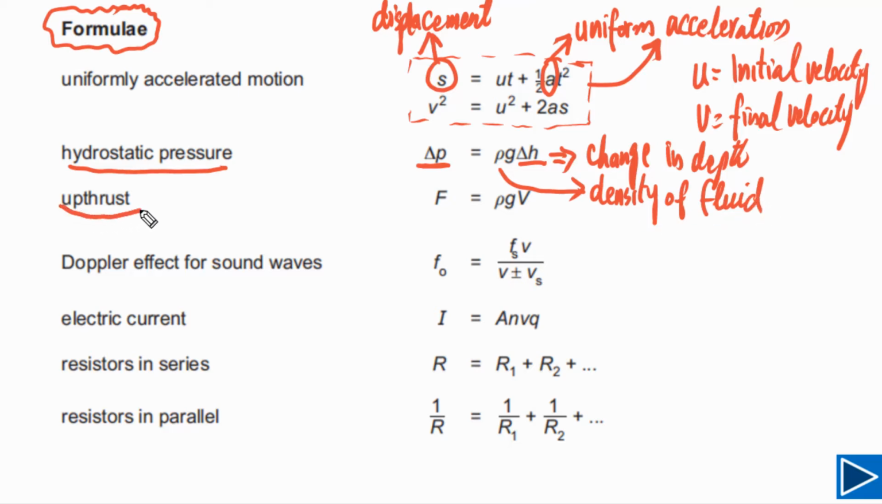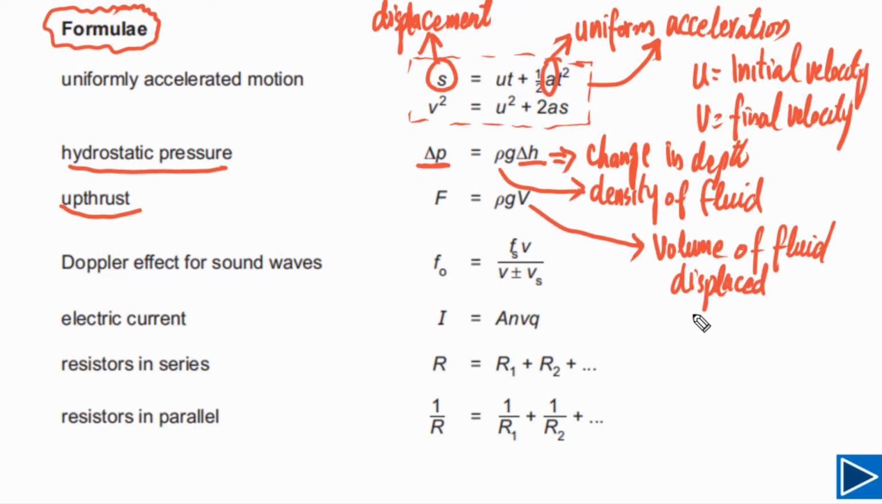Next one is upthrust, very important one. V here, this is volume of fluid displaced, not volume of object. So this is volume of fluid displaced. Very important point. You have to be very clear about this one. Volume of fluid displaced.